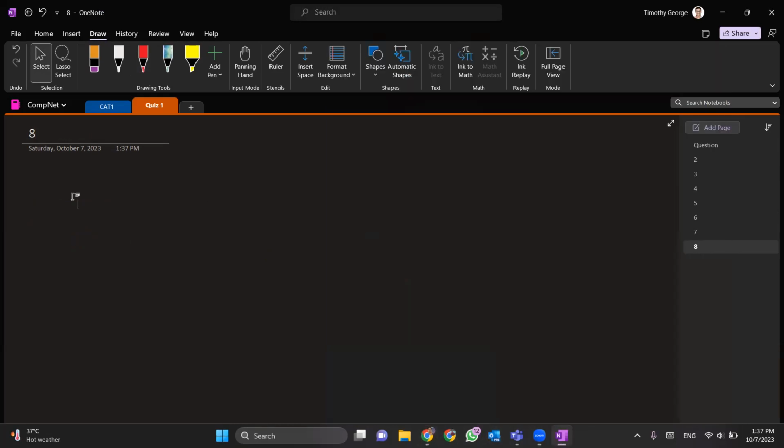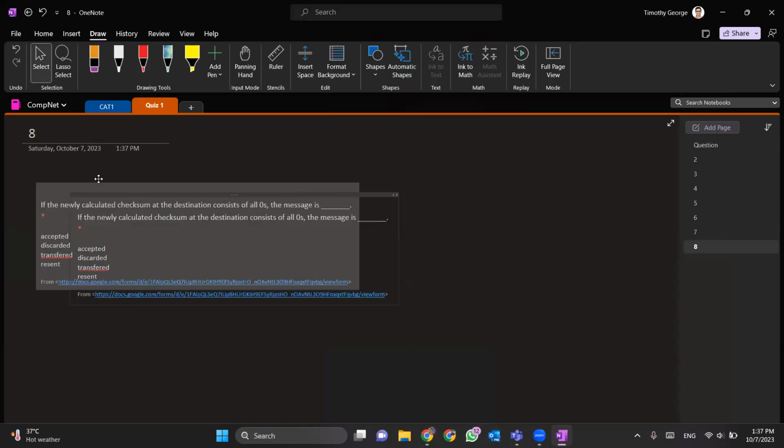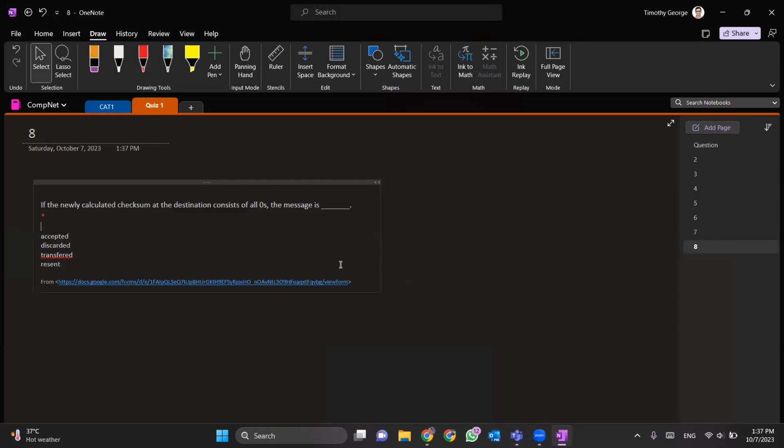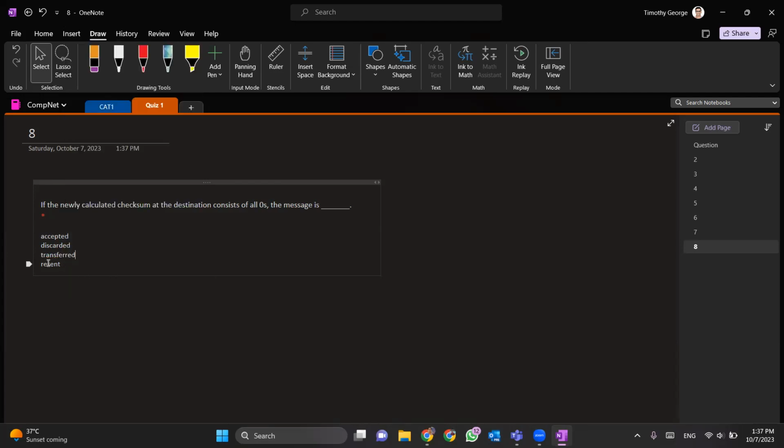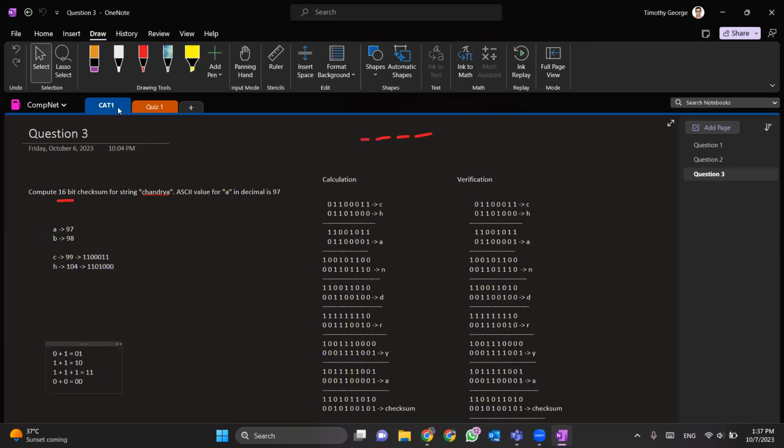Now this is a good question about the application of checksum. If the newly calculated checksum at the destination consists of all zeros, the message is dash. So you have the options accepted, discarded, transferred, and resent. Okay. I want to go back to yesterday's because yesterday we solved one question on checksum.